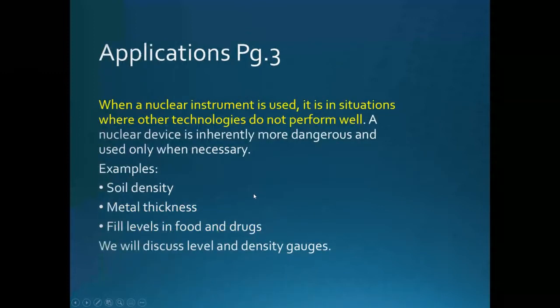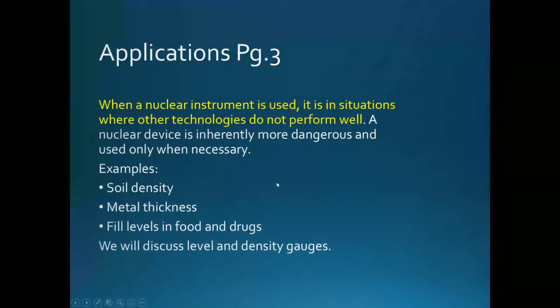Okay, applications. When a nuclear instrument is used, it is typically used when other technologies do not perform well. It is, again, inherently more dangerous, and therefore it's only used when necessary, mainly applications where other devices wouldn't do the job as well. Some examples: soil density, measuring the thicknesses of metals, fill levels for food and drugs or other non-contact style level measuring devices. And we'll discuss these measurement devices, level and density gauges, later on in this ILM.